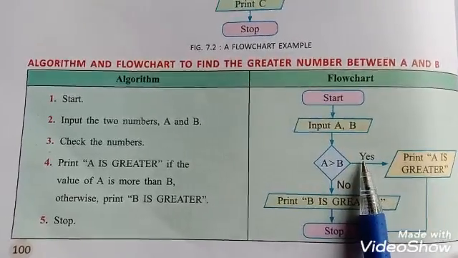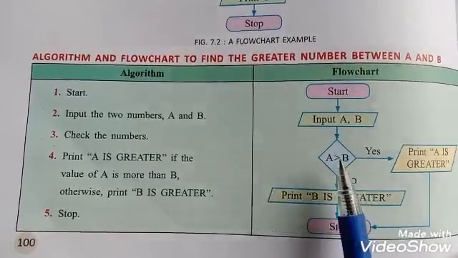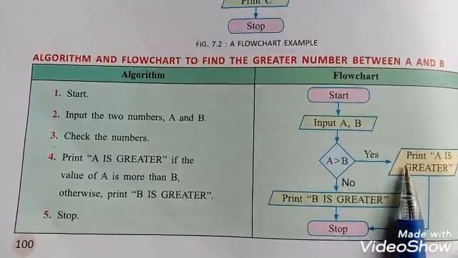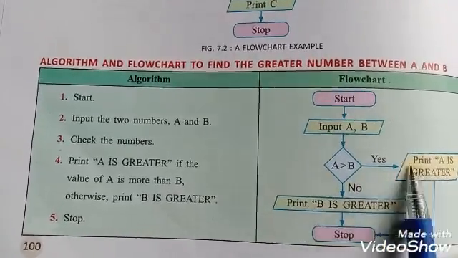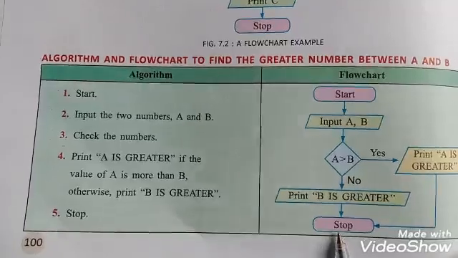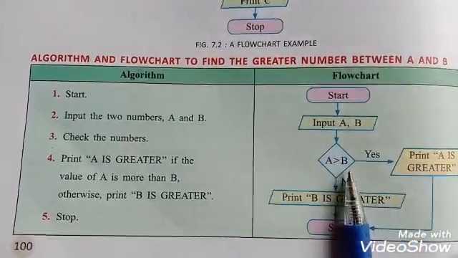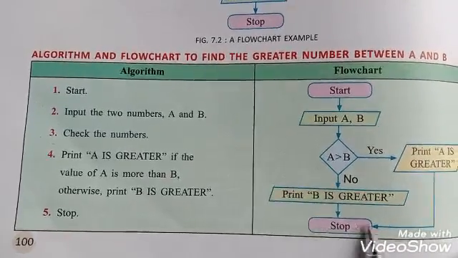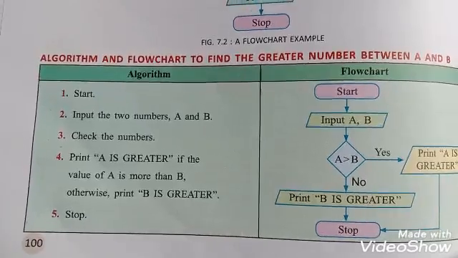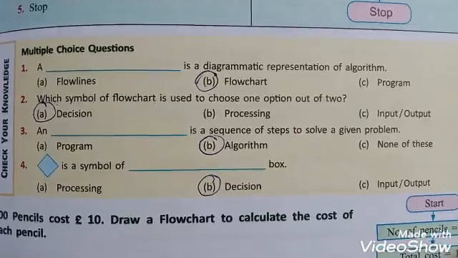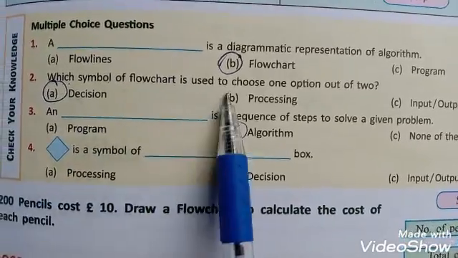We use this symbol to take the decision. If A is greater, then after this statement our program is stopped. If your condition is false, then this statement gets displayed as output. These are the objectives related to our previous lesson.